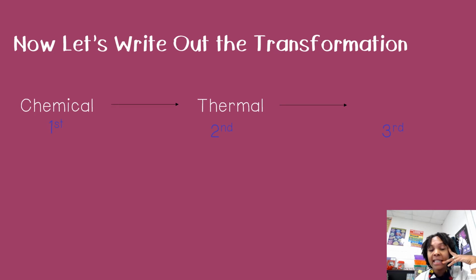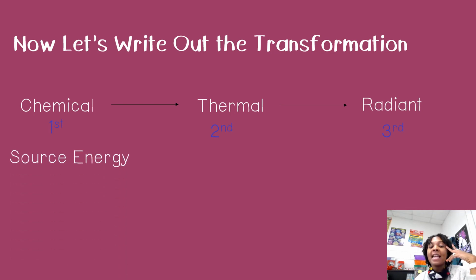Thermal energy. Good. And then finally, it said we were able to use the fire as light. So what type of energy is light? What did that thermal energy transform into? Radiant energy, also light energy.